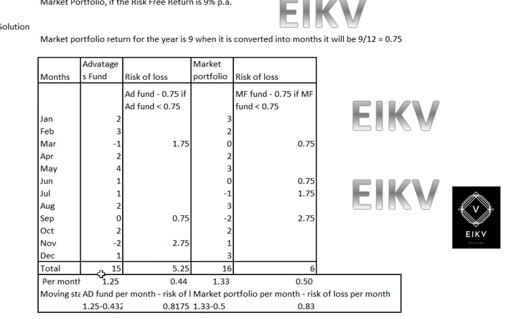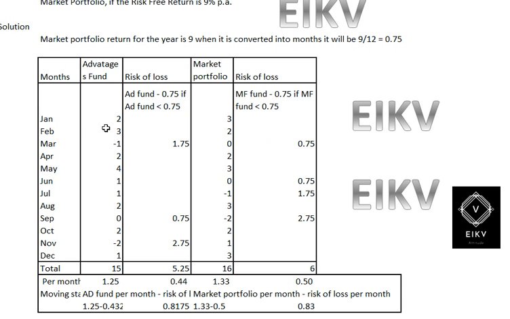After that you need to take the total, so the total return is 15%, and the total of the risk of loss will be 5.21%. When it comes to the market portfolio and risk of loss, it would be market portfolio minus 0.75. If the market portfolio is less than 0.75, it is a risk of loss. So 3 minus 0.75, no issue. 2 minus 0.75, no issue.